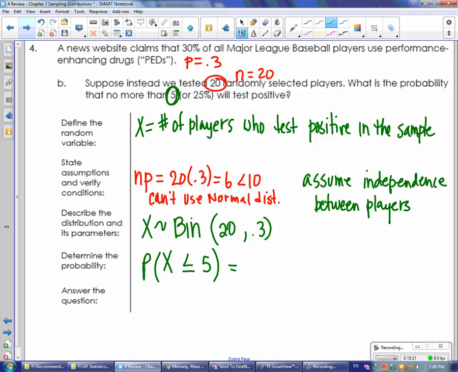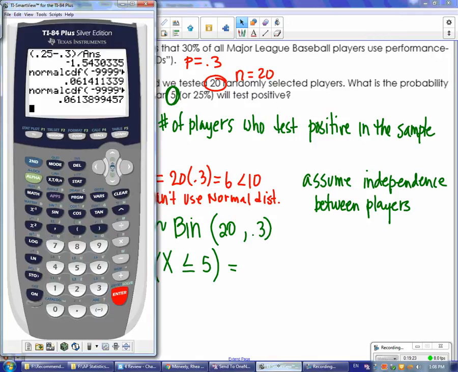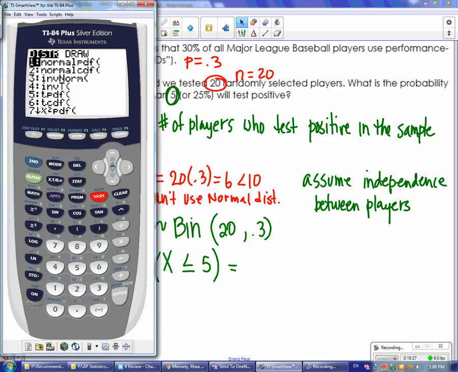So at this point, I would choose my binomial CDF. And since the inequality is already less than or equal to, I don't have to change it around at all. I can simply write it in. Now, just be careful. With a binomial distribution, you enter the parameters first. So if you have an older calculator, you would type in the 20, a comma, 0.3, comma, and then the 5.